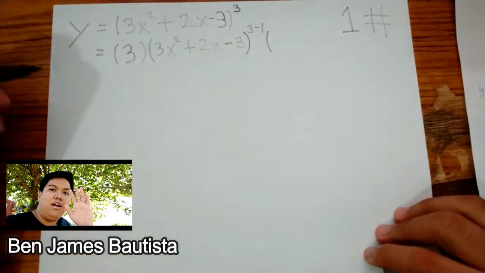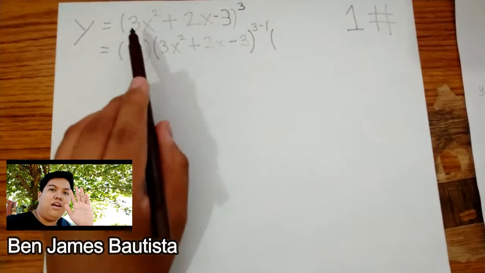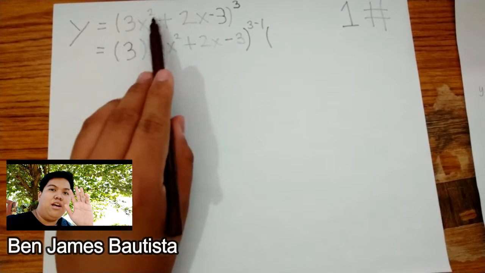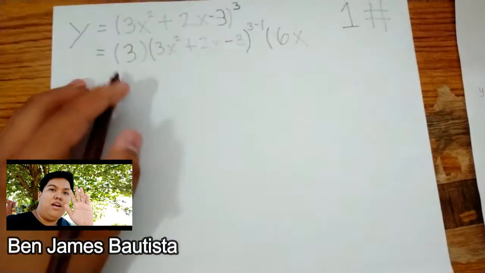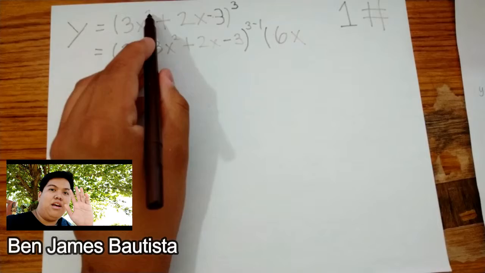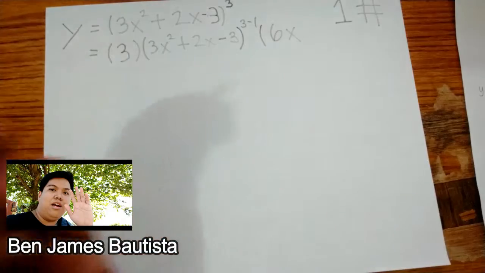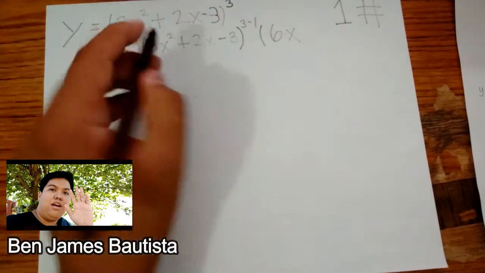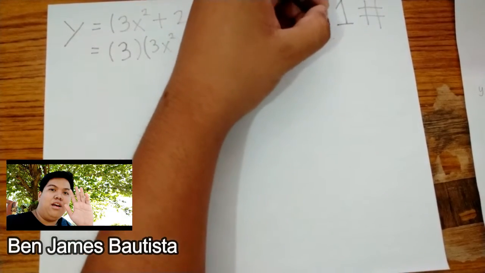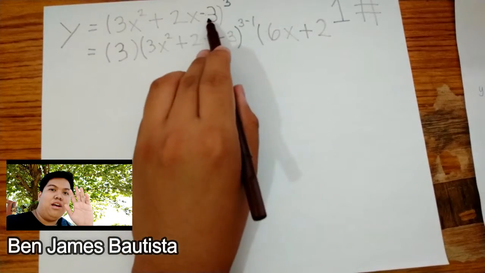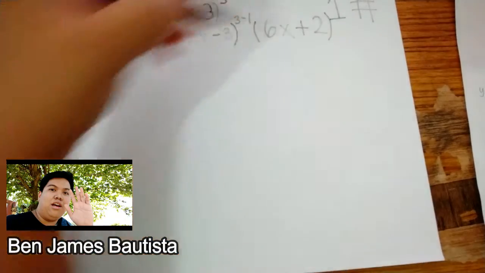Third step will be we're going to find the derivatives inside the parentheses. So for the 3x squared, it will be 2 times 3, which is equal to 6x. And you're going to subtract 1 from the exponent 2. So the exponent will be 1, so you don't need to put the exponent anymore. So the derivative of 2x is equal to 2. And 3 is just a constant number, so it will be 0. So it's okay.